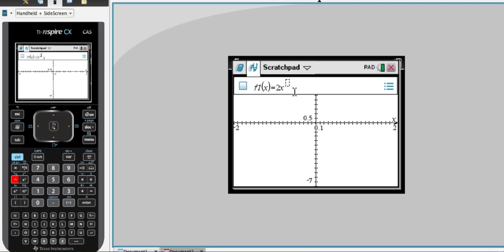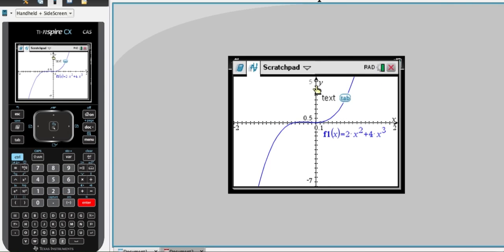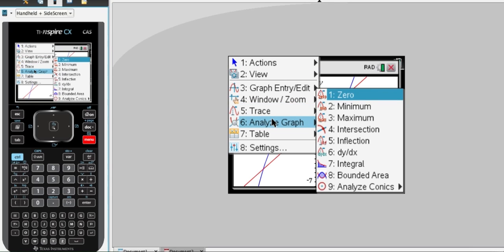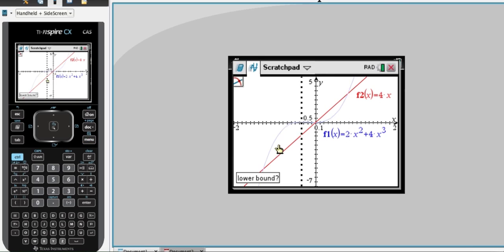raised to the second power plus 4x raised to the third power, and then we want to find the area between this curve, and by pressing tab we can enter a second function, graph 4x. If we want to find the area between these two curves, then what we do is press menu and then analyze graph and intersection, and we can find the intersection points between the two curves, of which there are 3.